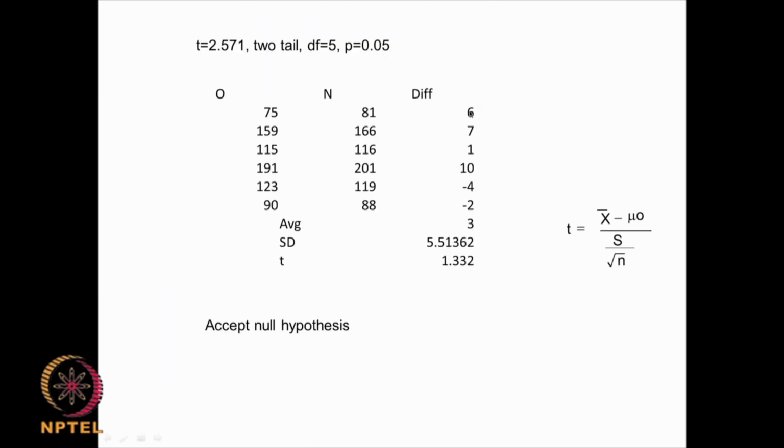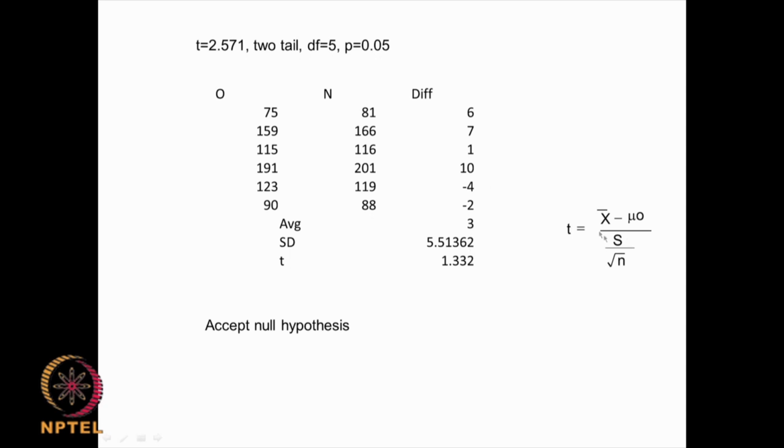So 7, 5 minus 8, 6, 7, 1, 10, minus 4, minus 2, the average is 3. So does 3 come from a different population where mu naught is equal to 0? So the standard deviation is 5.51.